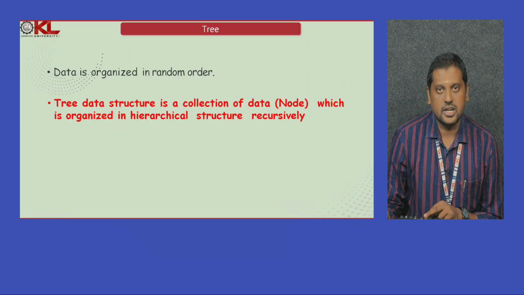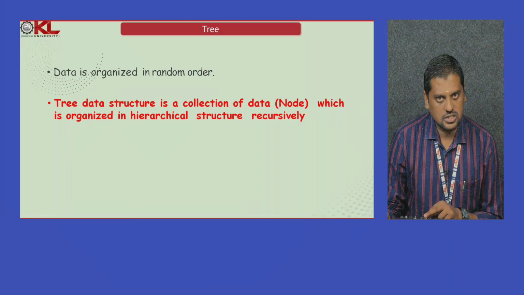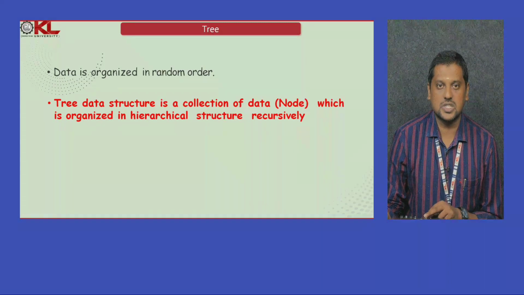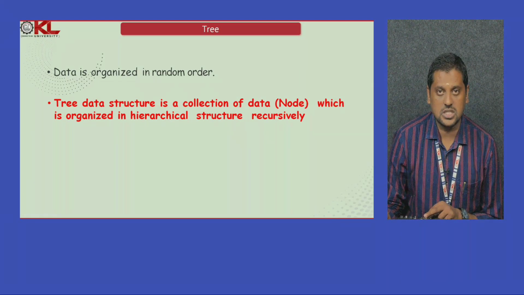So under nonlinear data structure, I am going to see about tree data structure. In tree data structure also all the data is organized in random order. The tree data structure is a collection of data which is nothing but nodes, which is organized in hierarchical structure recursively.